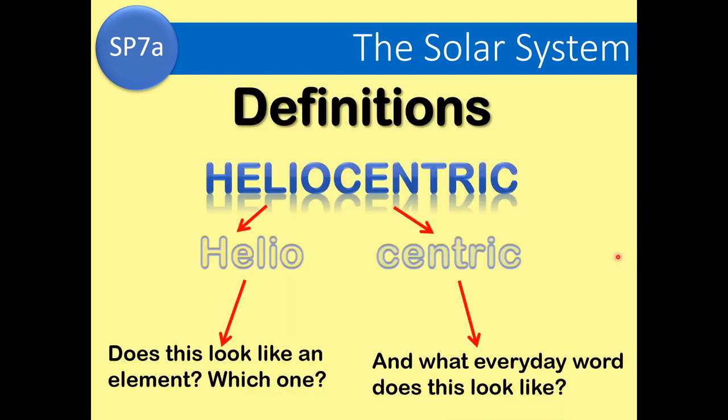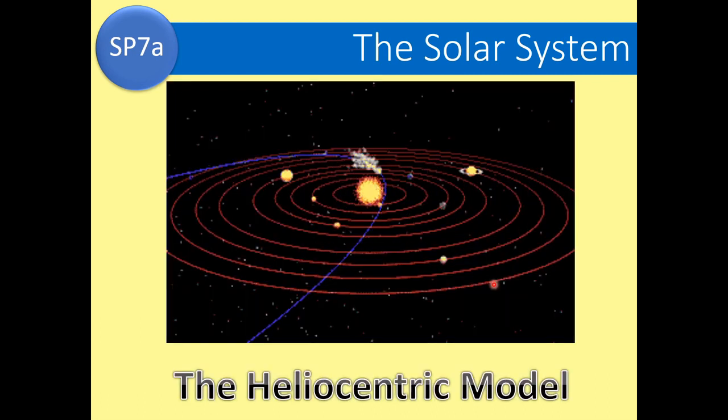Now for heliocentric, this time helio means the sun, and it comes from the same root word as helium, which is an element that we find in the sun. So helio, sun, centric, this is one where the sun is in the centre. And this is what our solar system actually looks like, with the sun in the middle and everything else orbiting around the outside. And now we know this is actually what our solar system is.